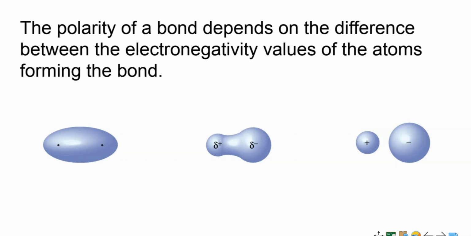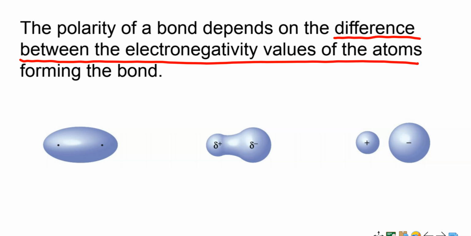Okay. Now, the polarity of a bond, how polar it is, depends on the difference between electronegativity values of the atoms involved. Okay? When the electronegativity of the first atom is approximately the electronegativity of the second atom, we get a nonpolar bond.